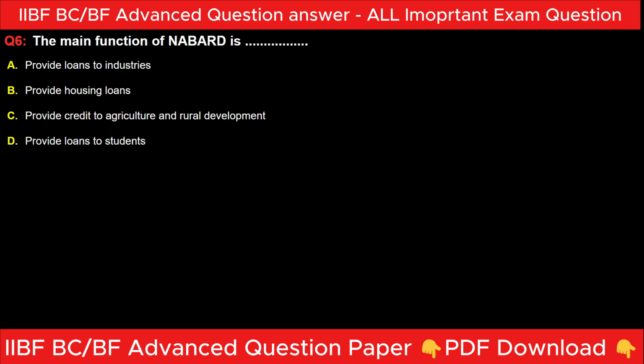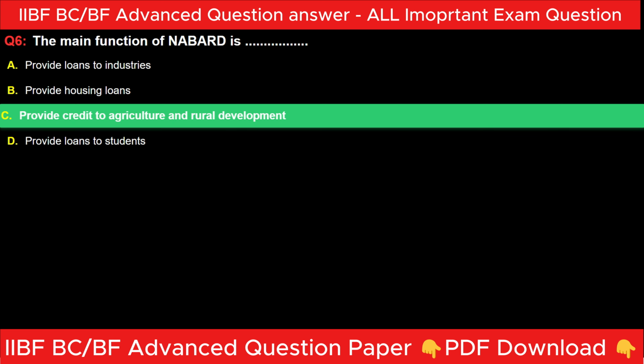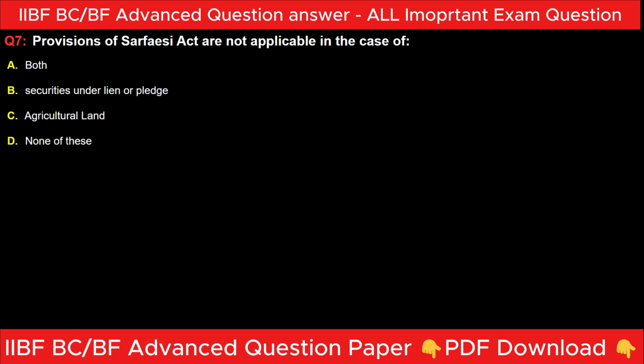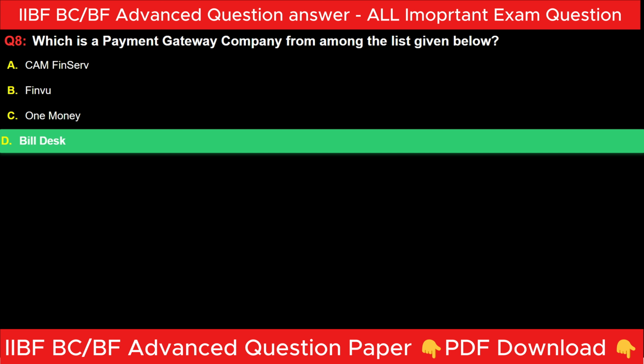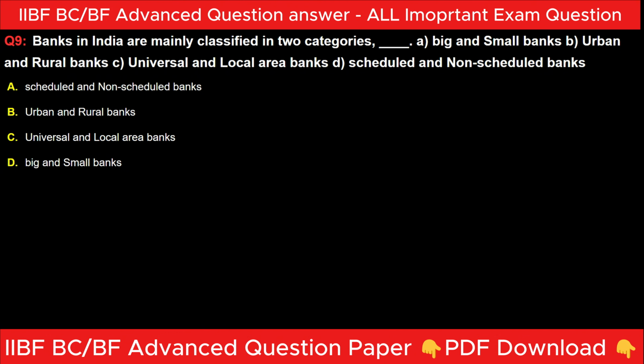₹50,000. The main function of NABARD is to provide credit to agriculture and rural development. Provisions of SARFAESI Act are not applicable in the case of both. Which is a payment gateway company from among the list given below? Bill Desk. Banks in India are mainly classified into categories.